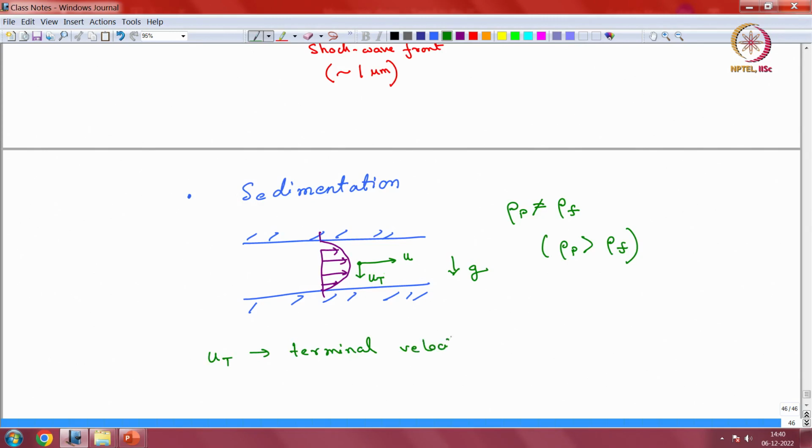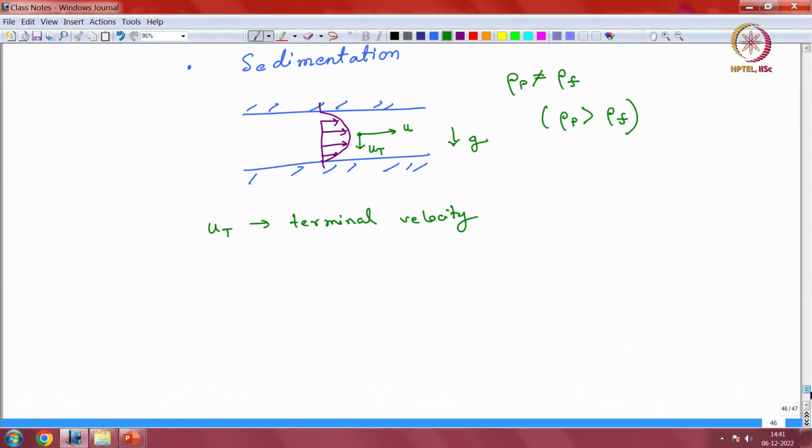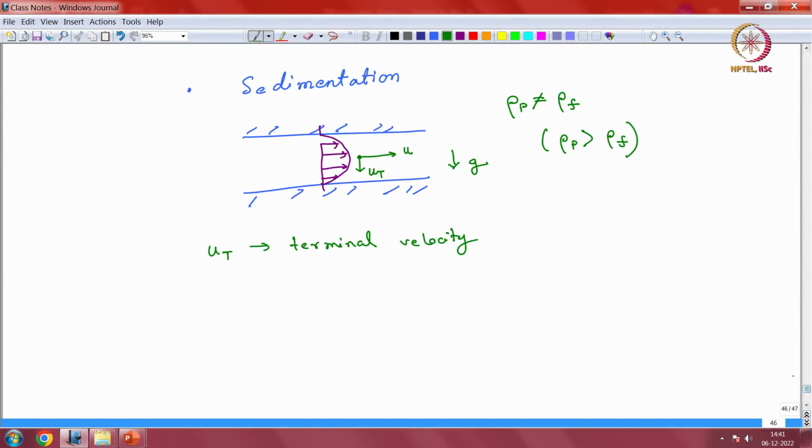Now, I encourage you to look up terminal velocity and solve that problem. I am not going to go into the details here. There is a certain amount of assumption that you understand certain fluid mechanical terms in this particular course, right. So, do look up terminal velocity if you have not, and then this particle will have a terminal velocity in this direction.